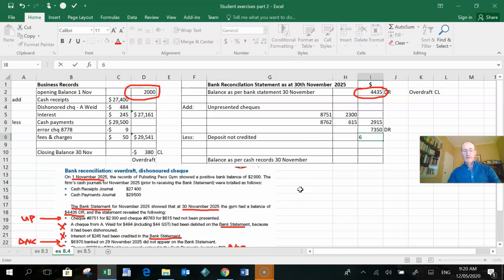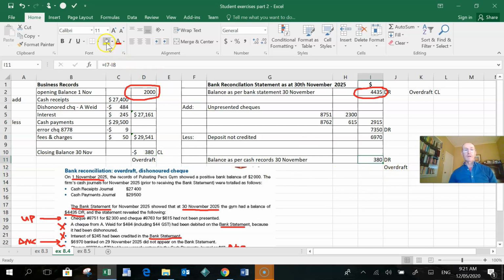So we get the 7,350. We subtract the deposit not yet credited, and we get 380, which is exactly the same figure over here, but it's a DR, which means it's overdraft. So we've got a debit balance, so that's overdraft. So we've got negative 380 over here in your accounting records, which means it's a current liability. We've got a 380 DR over here, which also means it's an overdraft. So that's the balance as per accounting records, $380 overdrawn, which matches what we've got over here.